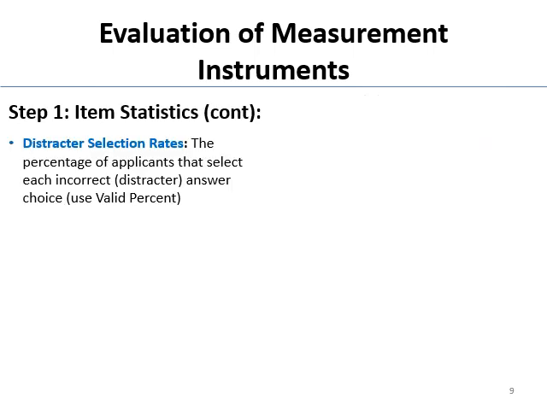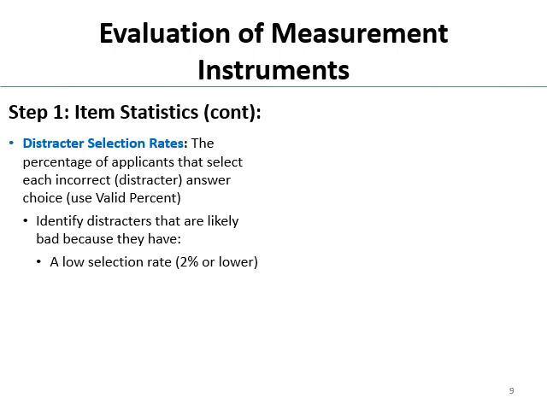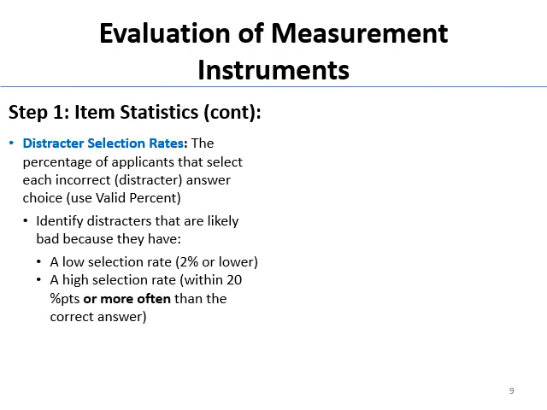So the next item stat we're going to do is distractor selection rates. And this is for each item, the percent who pick each of the wrong answer choices. And again, we want that to be something greater than 2%, but not within 20 percentage points of the correct answer choice's selection rate. Again, we're going to use valid percent, and we want to find distractors that are probably bad because no one picks them. It's 2% or lower. And we also don't want distractors that are selected within 20 percentage points or more often than the correct answer.